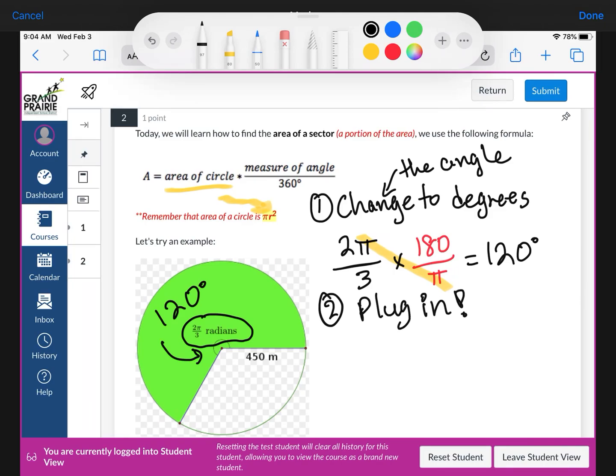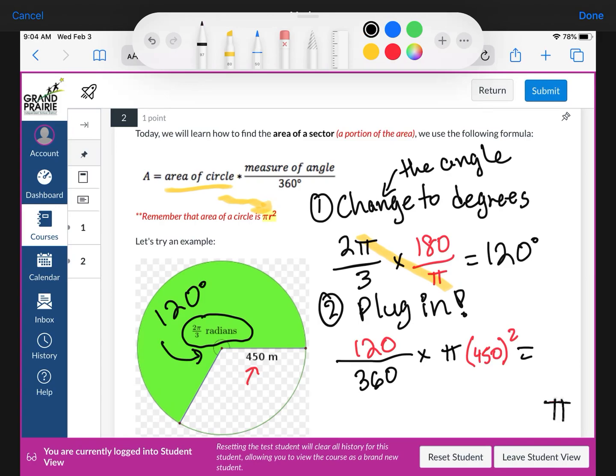We can just plug it into the equation, okay? So the measure of the angle now is 120, and this time we don't switch out 2 pi because we already changed the measure to degrees, so we can just leave it. And we're going to multiply it by pi r squared now. So that's the difference: instead of multiplying by 2 pi r, we're multiplying by pi r squared. Your radius in this case would be 450.